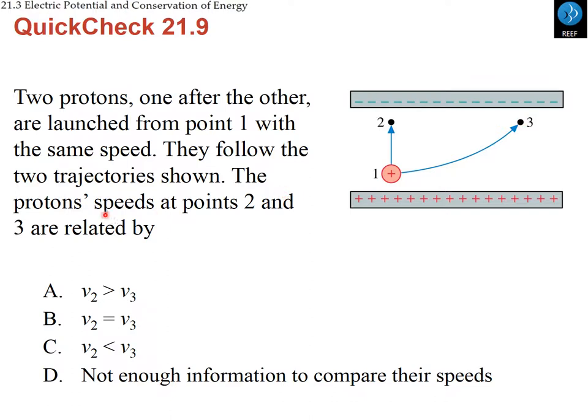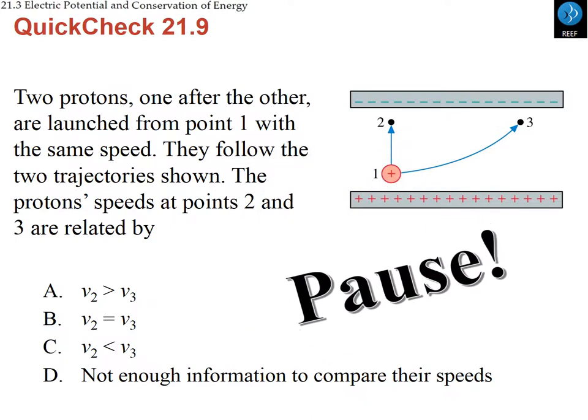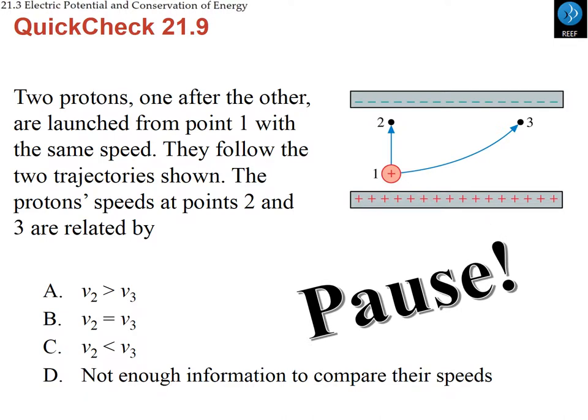And the proton speeds at point two and point three are related by: is the velocity at two larger than the velocity at three? Is the velocity at two equal to the velocity at three? Is the velocity at two less than the velocity at three? Or we don't have enough information to compare the speeds. So pause, think, and answer.